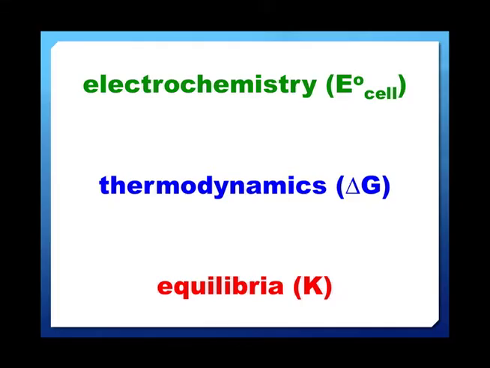We've learned about electrochemistry by examining E cell. We've looked at concepts in thermodynamics like Gibbs free energy, and we know about equilibria and how to use equilibrium constants. Now it's time to understand how these concepts come together.